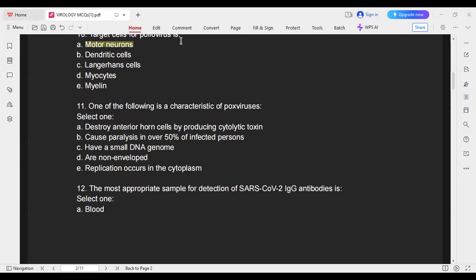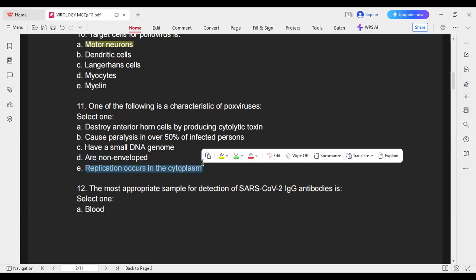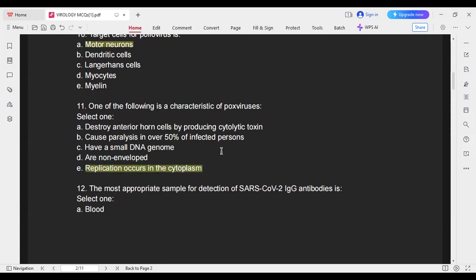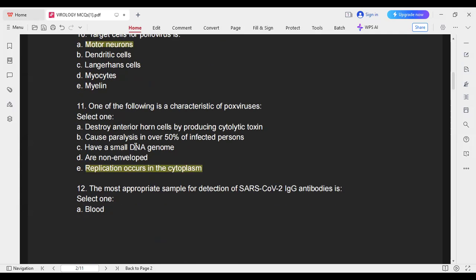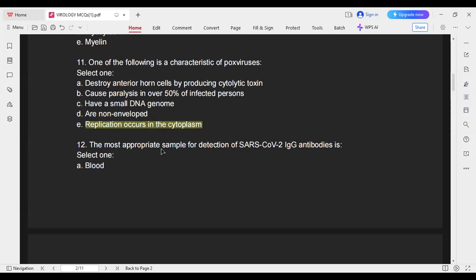So EEE, good. Replication in the cytoplasm. So this is direct. All DNA viruses replicate in the nucleus except pox viruses. So A, eliminate this. This is for polio, causes paralysis 50%. The same question. Have small, large, non-enveloped. Okay.